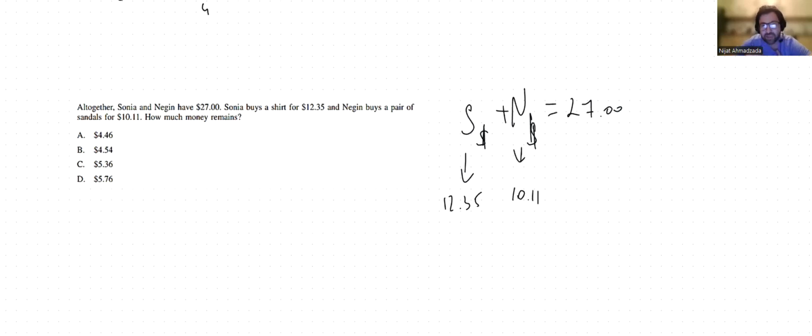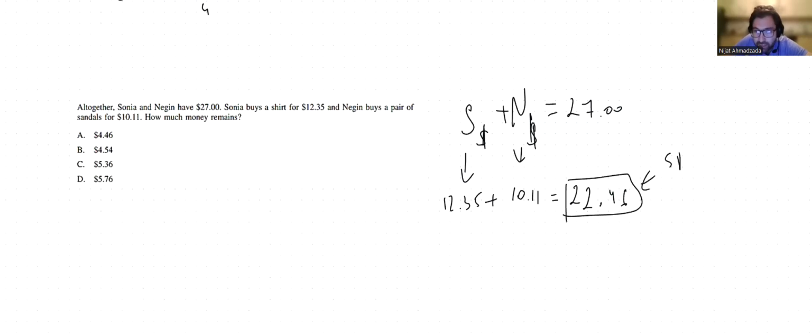How much money remains? Let's first try to understand how much money they spent together. So they spent this much money. You can do that. Again, you are big boys and girls, so you can actually make this sum. I am guessing it's going to be 22.46. So this is the money that they spent, right?